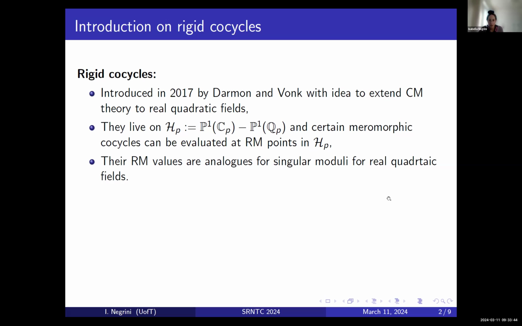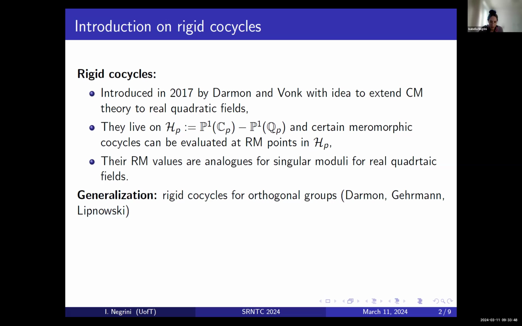So I also want to mention that a year ago, there was a new paper in which Darmon, Gehrmann, and Lipnowski defined some generalizations of rigid cocycles. They defined rigid cocycles for orthogonal groups. So given a quadratic space of signature (r, s), they define certain rigid cocycles, and the original picture would be a special case of the new one for signature (2, 1).